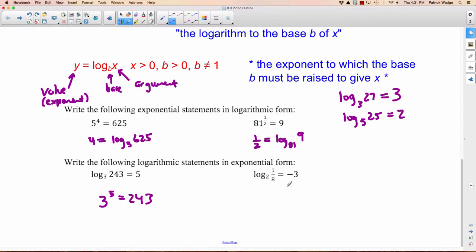Same here. Start with the base, which is 2. Then you put the exponent, which is -3, and that equals the argument, which is 1/8. Is this a true statement? Yep. This is a negative exponent. Flip it over, cube it, you're going to get 1/8.